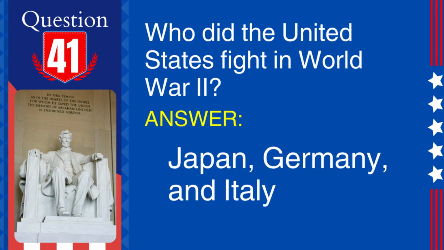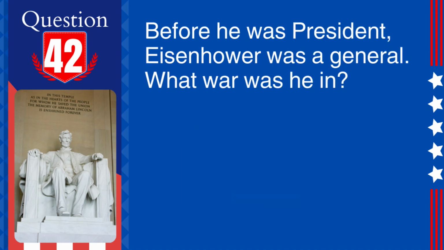Answer: Japan, Germany, and Italy. Explanation: these countries were part of the Axis powers, against whom the United States and its allies fought during World War II. 42. Question. Before he was president, Eisenhower was a general. What war was he in?